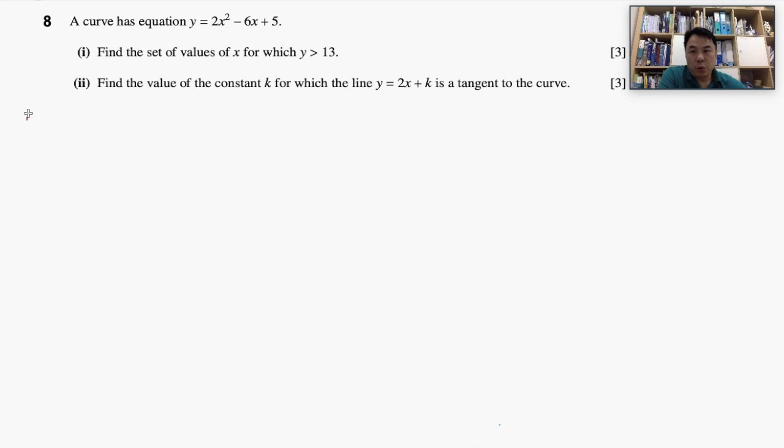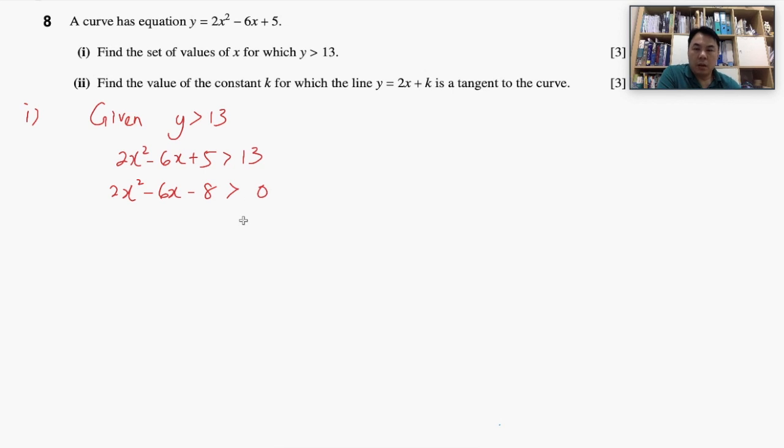Now, as usual, you can use graphical methods, or you can depend solely on algebra and a bit of graph to help you to verify your solutions to that inequality. So in this case, given y is greater than 13, so y is 2x squared minus 6x plus 5 greater than 13. As usual, we're going to arrange that so that we have standard quadratic equations. I think that is 8 more than 0 there.